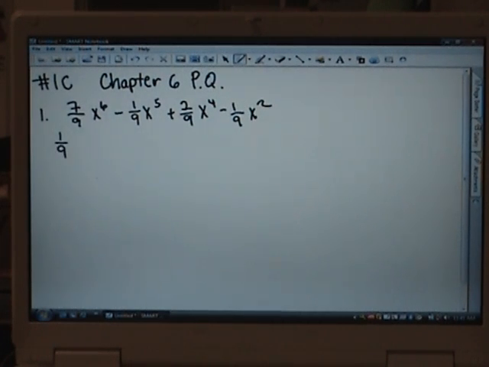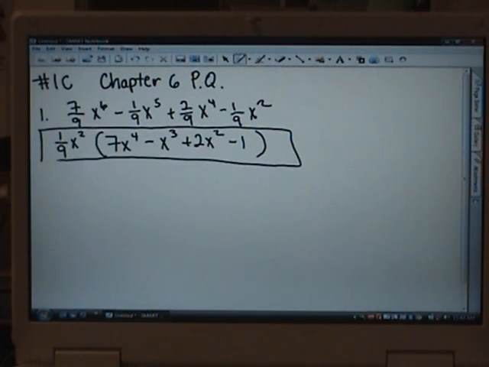1 over 9 x squared, which will give me 7x to the 4th minus x to the 3rd plus 2x to the 2nd minus 1. Pretty obvious. Yeah, it's obvious to everyone who got it right. I got it wrong. I got it wrong.